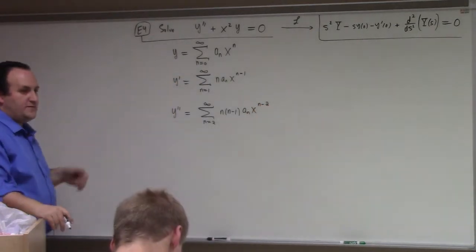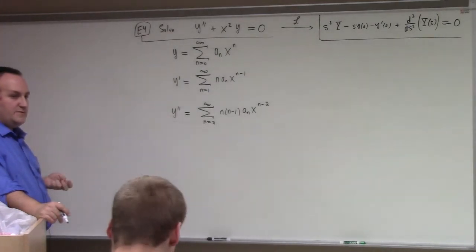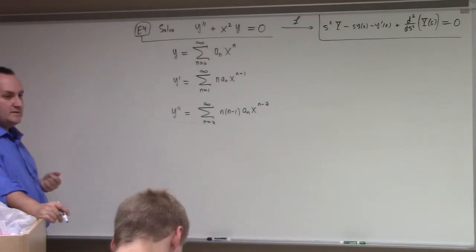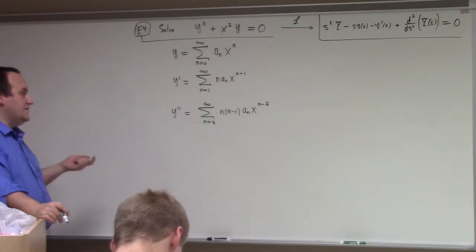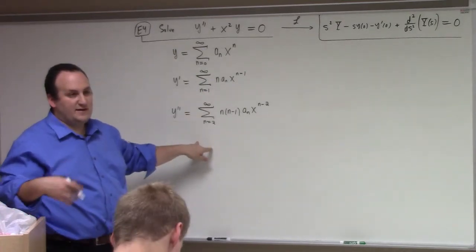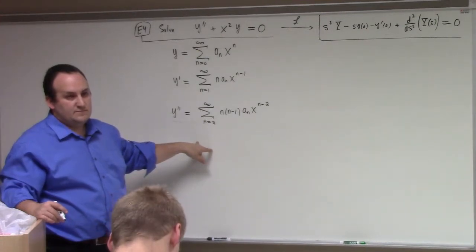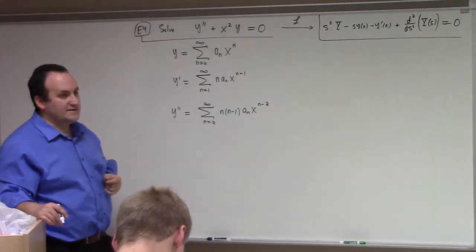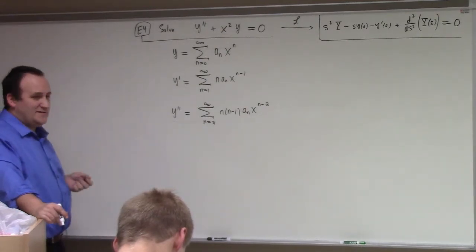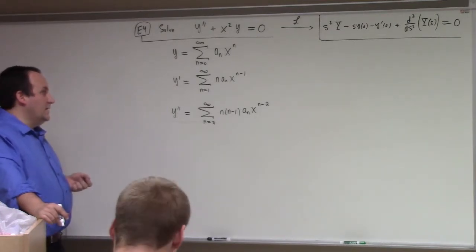You see why I drop off the 0th term? Because when you differentiate, the constant goes away, right? And when you differentiate the second time, the constant and the linear term are gone. So you could leave these sums starting at 0 in both cases. It wouldn't be wrong. It would just be you have 2 zeros at the start, right? So I might as well make it 2 because that's honest.